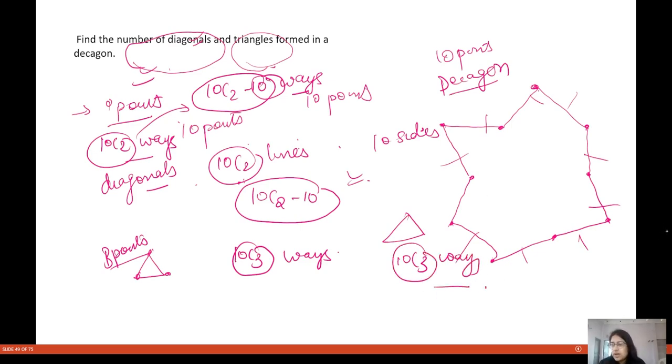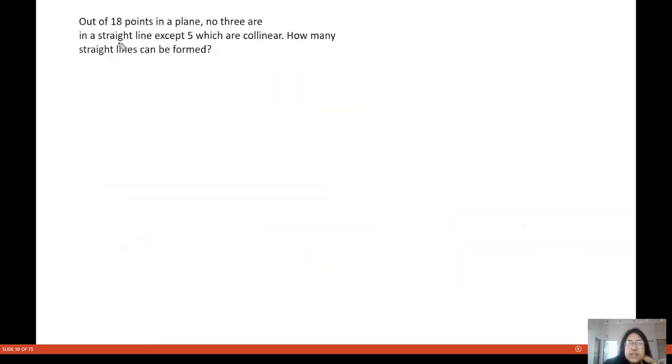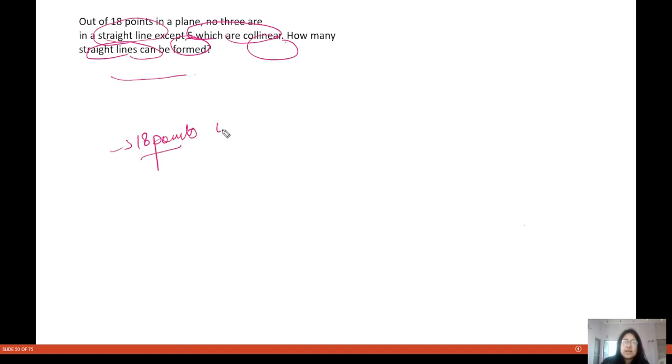So I hope you are very much clear with this concept. Let's move on to the next concept. It is saying, out of 18 points in a plane, no three are in a straight line except five which are collinear. How many straight lines can be formed?